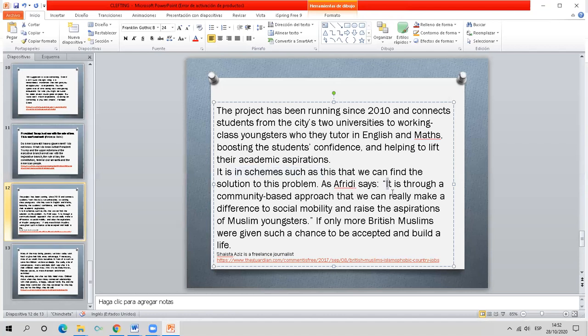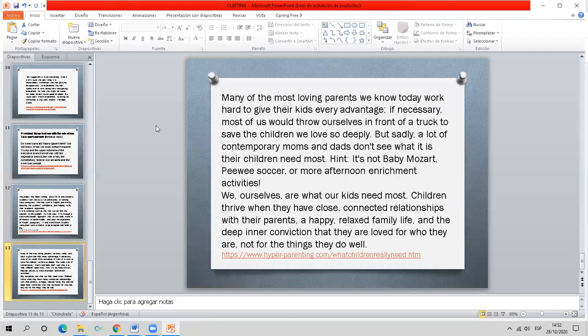It is through a community-based approach that we can really make a difference to social mobility and raise the aspirations of Muslim youngsters, okay? So, once again, the unmarked version would be, we can really make a difference to social mobility and raise the aspirations of Muslim youngsters through a community-based approach, okay? In the unmarked version, this would be the prepositional phrase, an adverbial adjunct of manner. Okay? And the last example in this presentation.